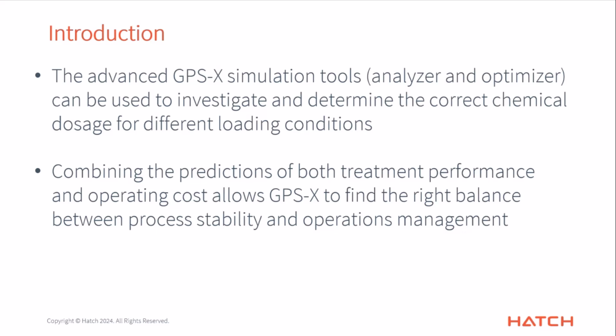By combining all those different kinds of predictions together and using some more advanced tools, you can actually weigh those things one against another and find the right balance between having the right kind of treatment, process stability, getting good treatment and being able to meet your effluent criteria, and also having a good estimate of how much it costs to do that and what the complexity of the control system is. And so you can balance the performance versus the operations management and cost.